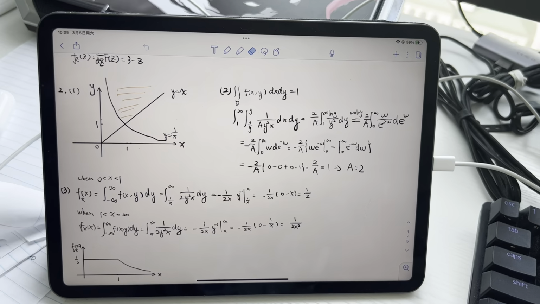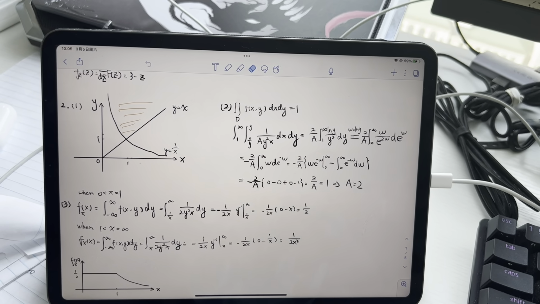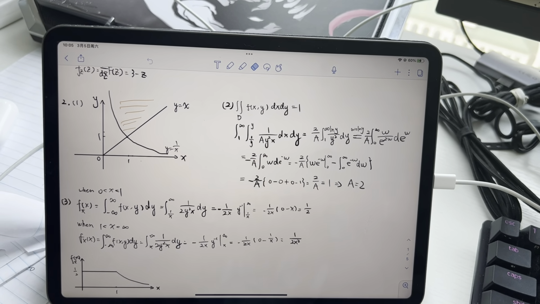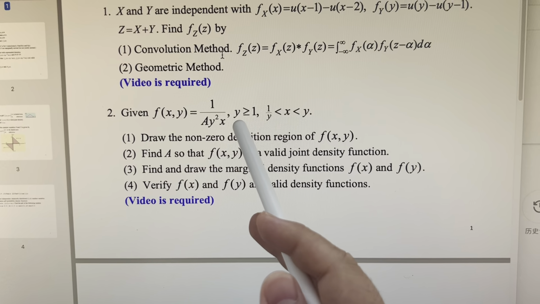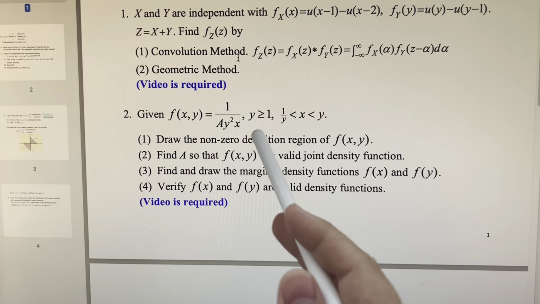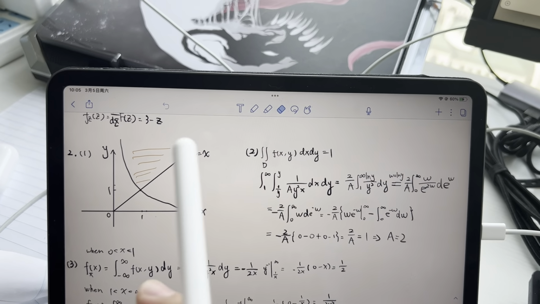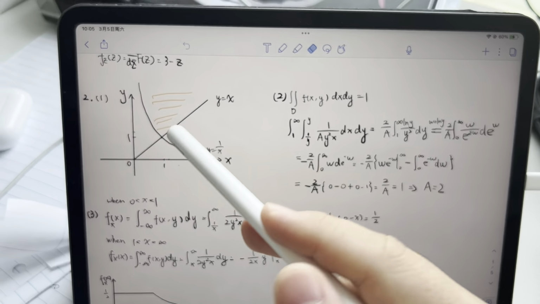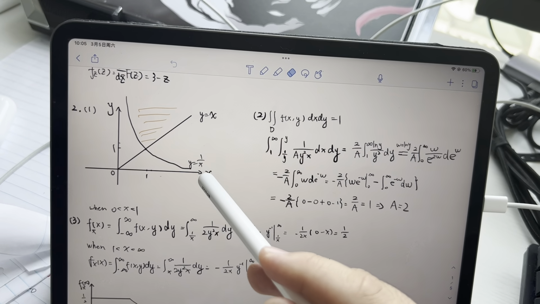And for the first question, it told us to draw the non-zero definition region of the joint probability function of xy, and from this question it told us the value region of the definition region of y and the definition region of x. So we draw this picture, and these are two functions to limit the value of x. This is y equals x, and this is y equals 1 divided by x.